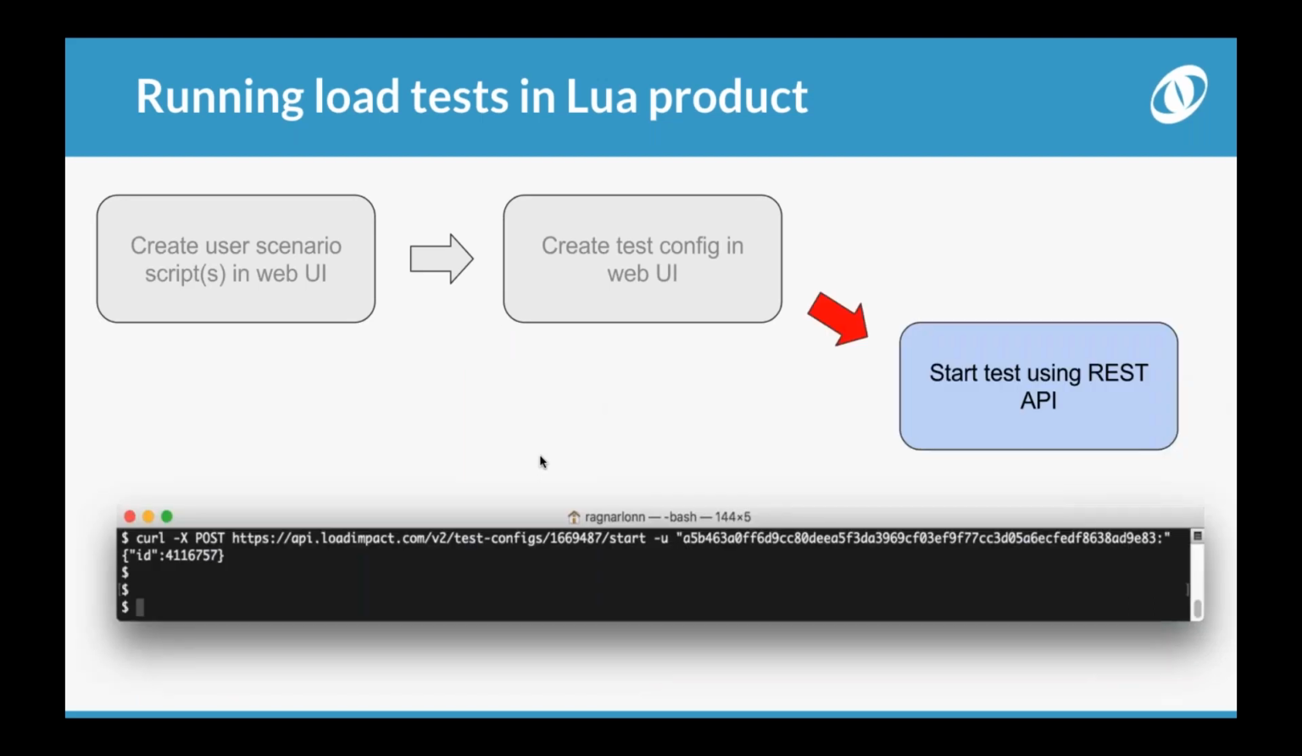The other way that you could trigger a test run when you have a test configuration is by using the API directly. So here is an example in the screenshot here. We have used curl to trigger this post request to the Load Impact API to start a test run based on an ID here.